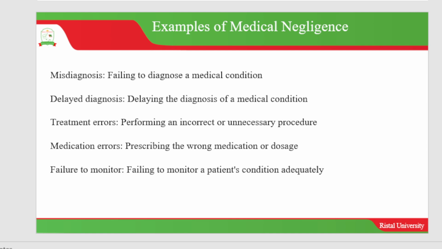So let us look at examples of medical negligence. One is misdiagnosis. It's all about failing to diagnose a medical condition. The person has been brought to the facility, but you don't know exactly what is his or her problem. It could be malaria, but you are saying there's no malaria, yet the person is suffering from malaria. There's no typhoid, you're saying there's typhoid. That's what you call misdiagnosis. And then they are going to give that person the medicine for treatment, yet the disease is not there. And that medicine is also going to cause a lot of harm to the patients.